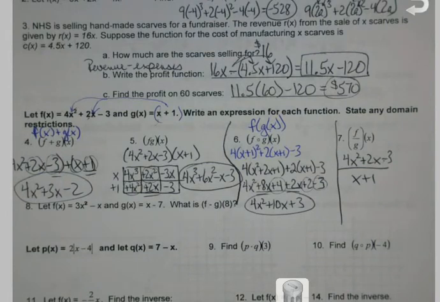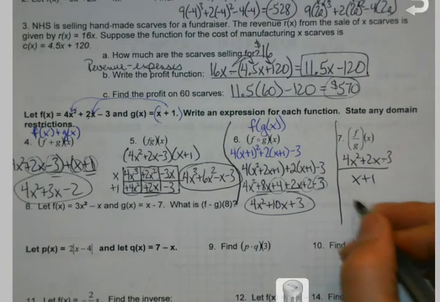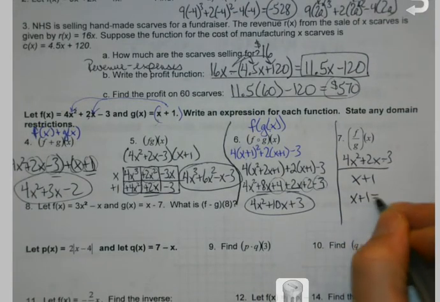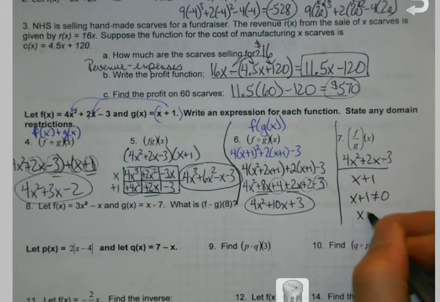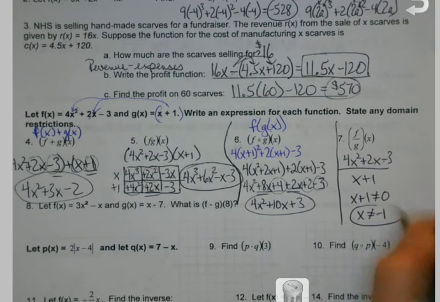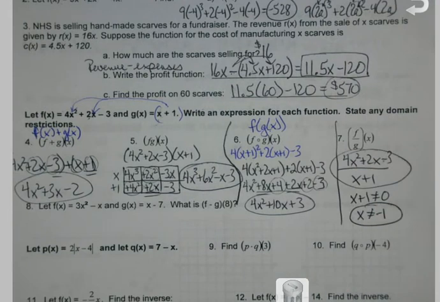But I do have an issue here. My domain, my x values, I do have a restriction this time. This can't equal 0, because if it equals 0, that's undefined. So x cannot equal -1 is a restriction for that expression. And I need both. If I only have one or the other, I only got half the answer.